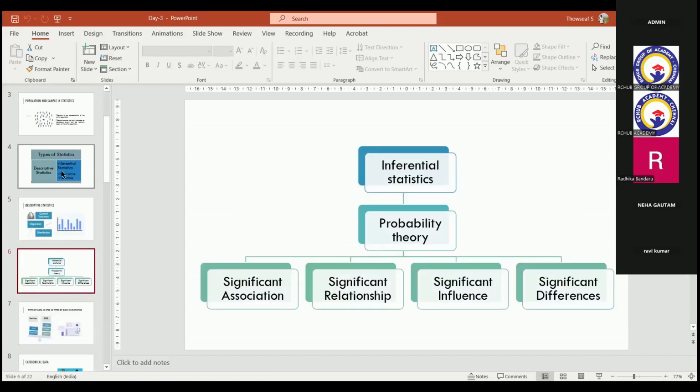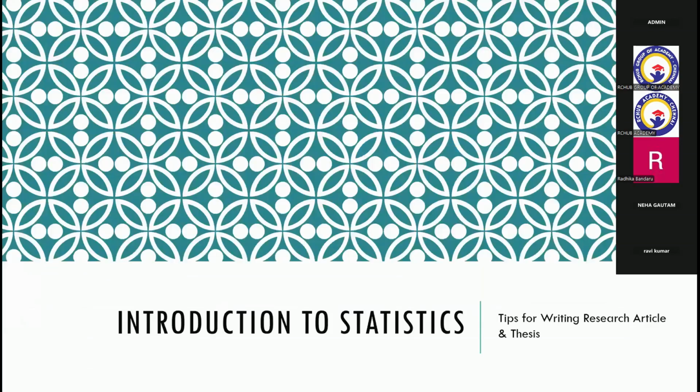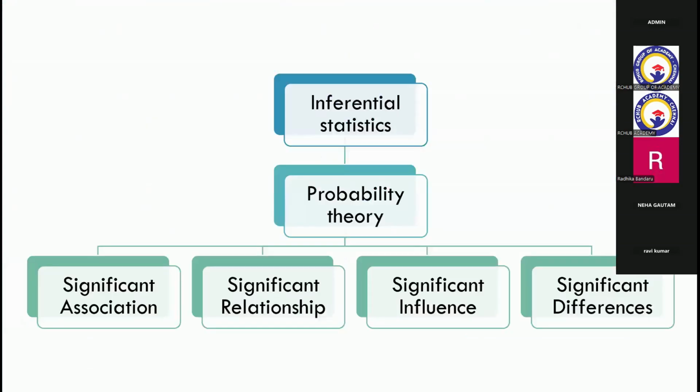And when we talk about inferential statistics, 90% of social science research depends upon this. That is the significant association test, the significant relationship test, the significant influence test, and the significant difference test. So what is inferential statistics all about?